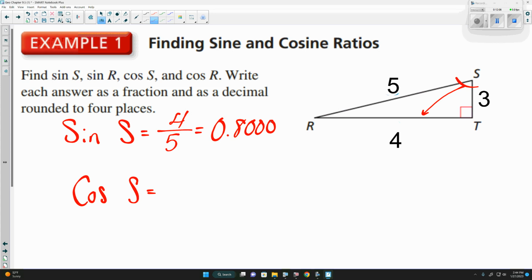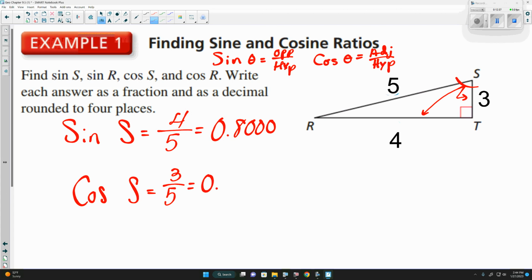Yes. Because sine of an angle is going to be opposite over the hypotenuse, and cosine of an angle is going to be adjacent over the hypotenuse. Now cosine of S, so the adjacent side would be 3, the side next to it, and the hypotenuse is still 5, and this as a decimal would be 0.6000.